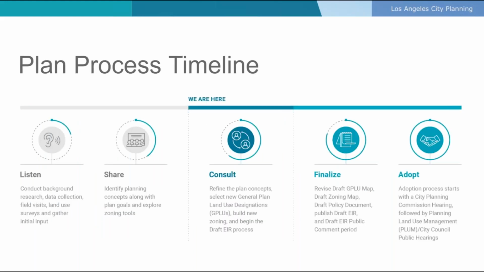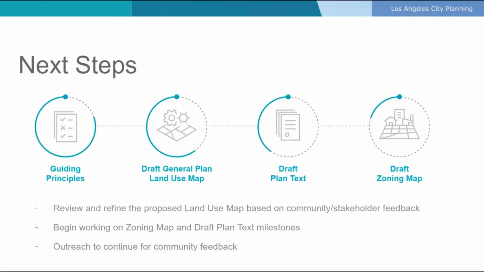During the past few years, we had the opportunity to engage with the community in various formats such as community workshops, neighborhood council meetings, and community events before we shifted to an online format in 2020 due to COVID-19. We are currently in the consulting stage, which includes the release of the draft GPLU map and draft guiding principles for the 3 community plans and the Ventura-Cahuenga Specific Plan area, which are being presented in this 3-part video series. Our next steps include reviewing and refining the proposed land use maps based on community feedback, as well as working on the next stage to present a draft zoning map and draft plan text. We plan to present the draft zone map and draft plan text to the community for feedback.